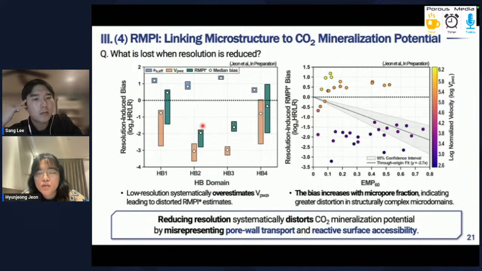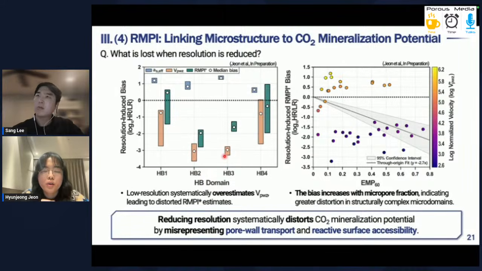To answer this, we quantify the difference between high and low resolution as a resolution-induced bias. In this context, a bias greater than 0 indicates underestimation at the low resolution, while a value below 0 signifies systematic overestimation at the low resolution. As shown in the left plot, surface area tends to be underestimated at the low resolution. In contrast, V, the activation, is systematically overestimated, meaning that the coarser, low resolution images wrongly suggest much more efficient fluid transport than actually exists at the pore scales.